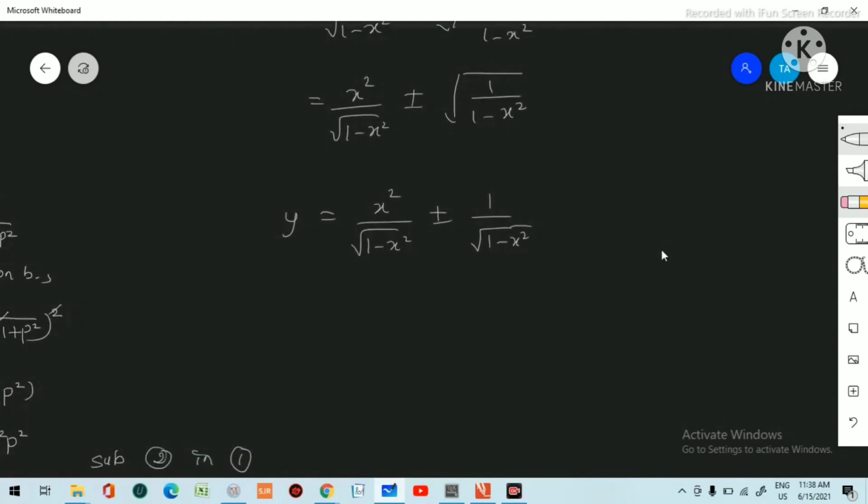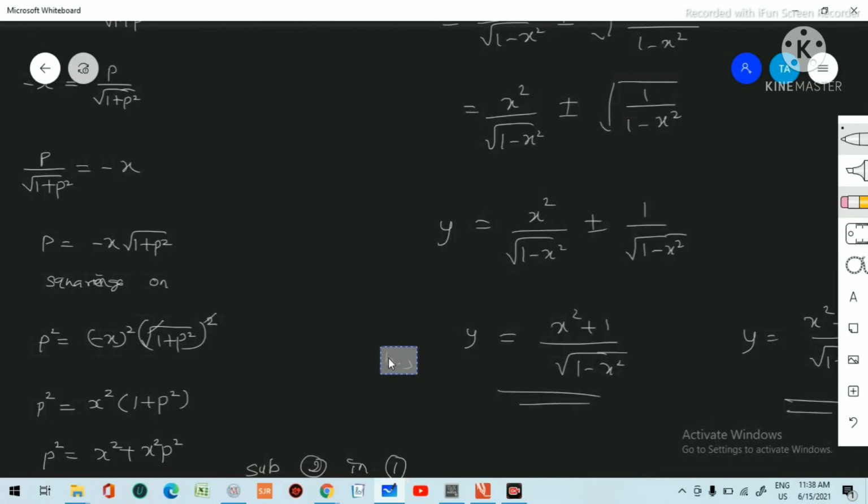Yes, sir. Still you can take LCM. One part you'll get x square plus 1 by square root of 1 minus x square. One more part you'll get as x square minus 1 by square root of 1 minus x square. So this is the solution. This is which solution? This is the singular solution. Okay, general solution which we had got earlier.